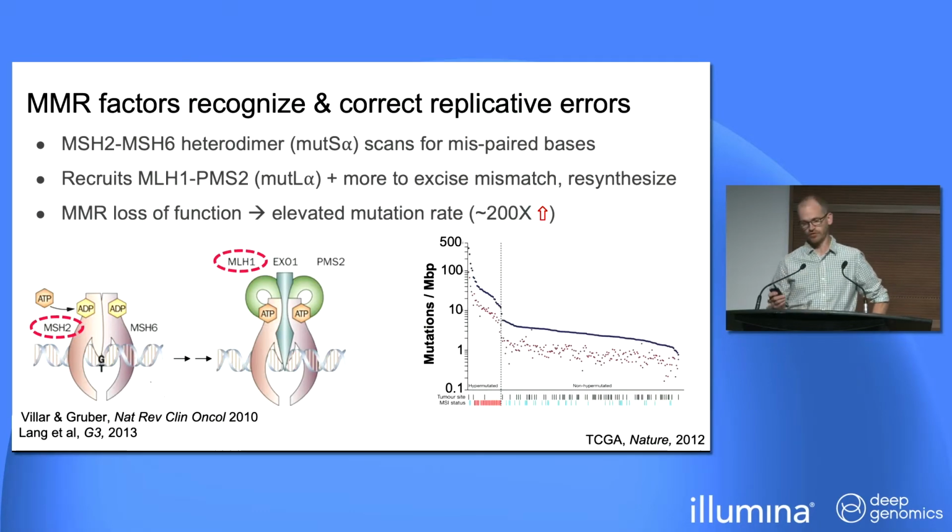So what do these factors do? Well, their primary responsibility is to scan the genome for mispairs which arise from replicative misincorporation. And they're divided up into 2 teams, if you will. You've got MutS, composed of MSH2 and MSH6, and MutL, composed of MLH1 and PMS2. And these come together to scan the genome and then direct the excision and resynthesis to correct the mispairing.